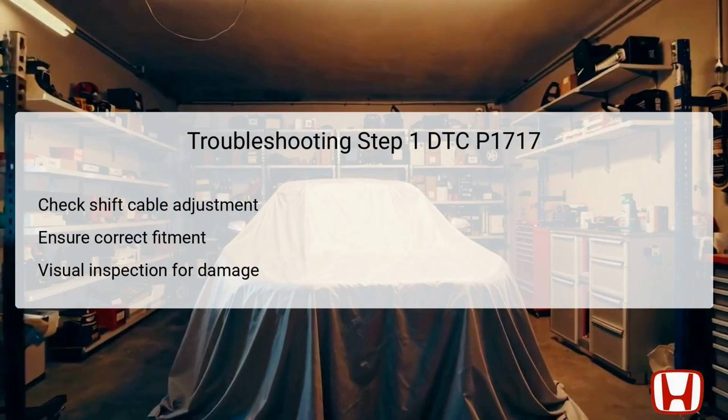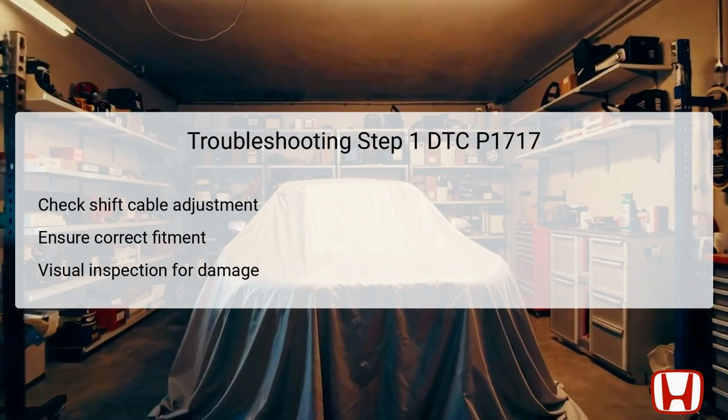Following this inspection, the next action is to turn the vehicle to the on mode, keeping in mind that the engine should not be started. This step is crucial because the vehicle's electrical system needs to be active for further diagnostic tests. By ensuring that the shift cable is correctly adjusted, we eliminate one possible cause of the DTC before proceeding to the next steps.